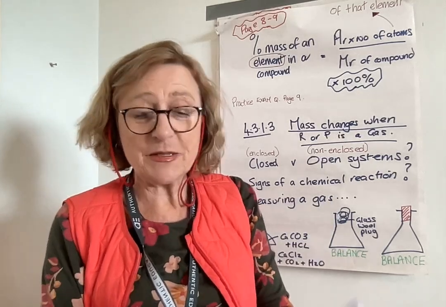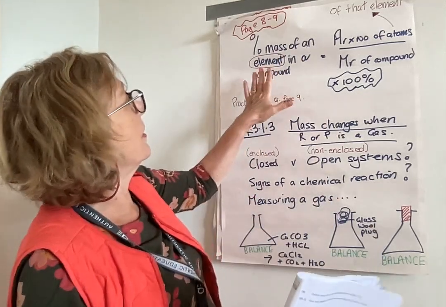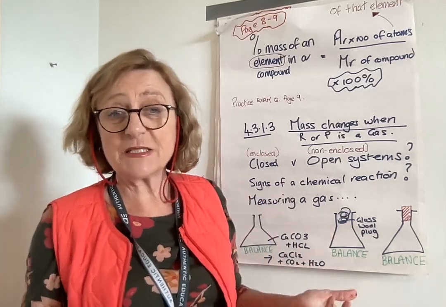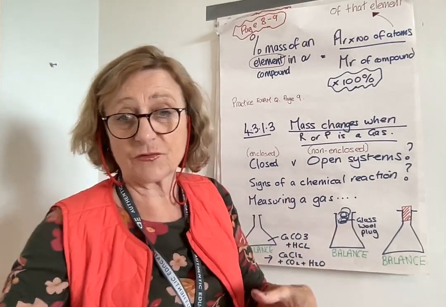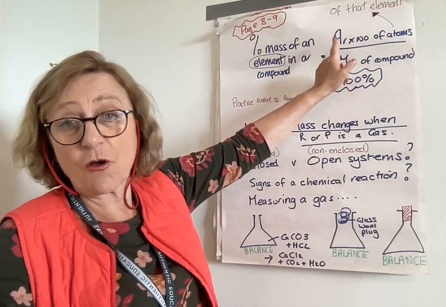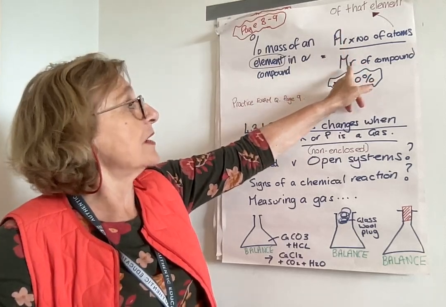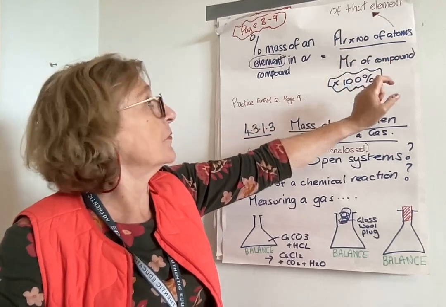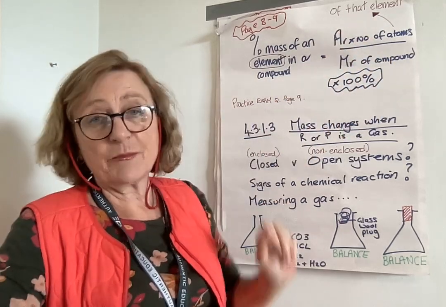How do we work out the percentage of mass of an element in a compound? Something we need to know. How much of any particular element is there in a compound? So what we do is we take the relative atomic mass of that element, we divide it by the relative molecular mass or formulaic mass of the compound, okay? And then we multiply by 100%.